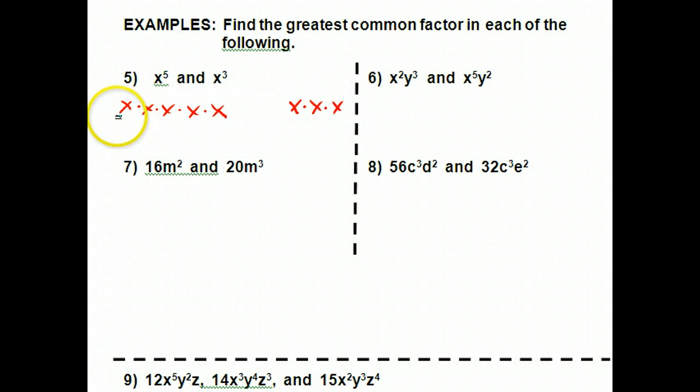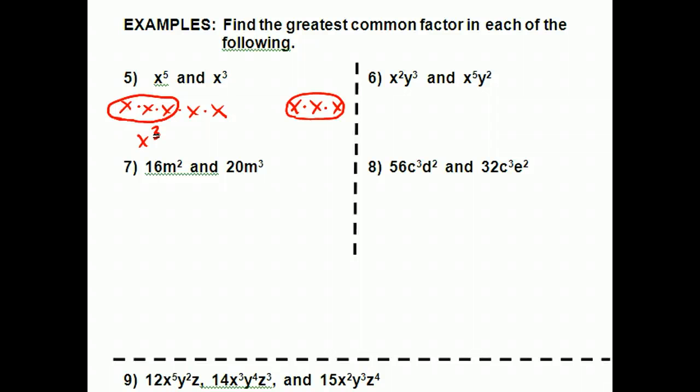So if I take the biggest group of factors that's the same from both, that's my greatest common factor. Okay, so I'm saying here that it's going to be x times x times x, which is x cubed, is my greatest common factor.